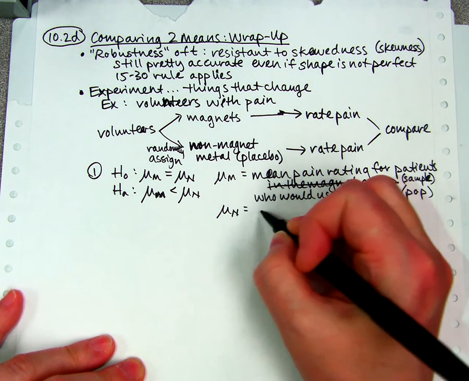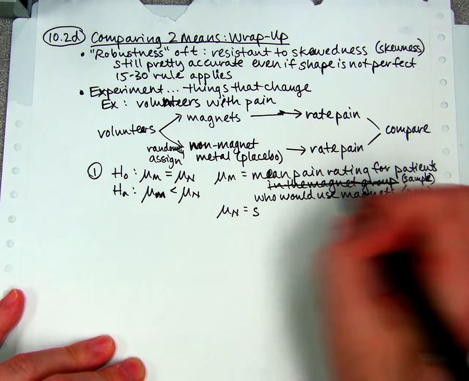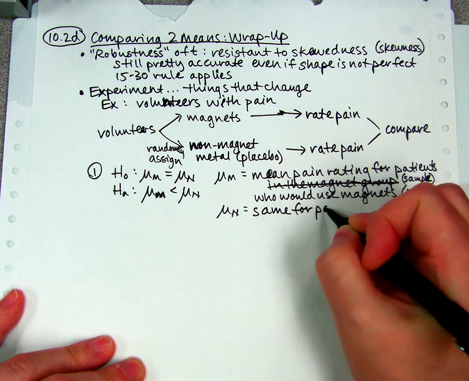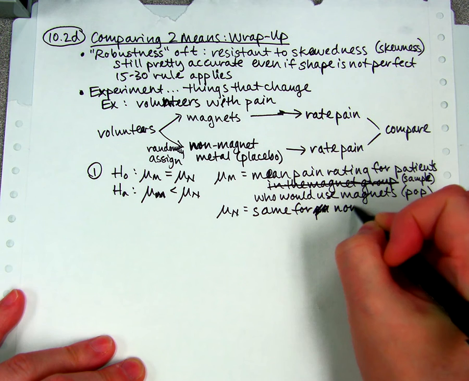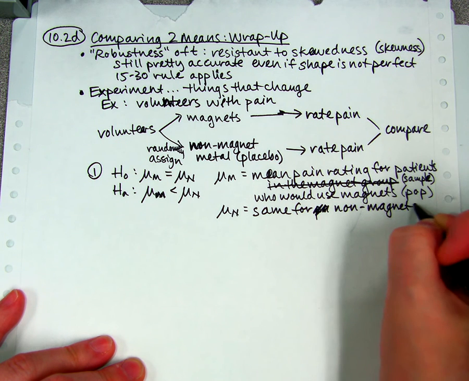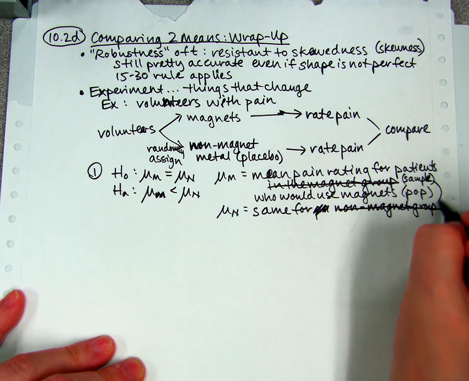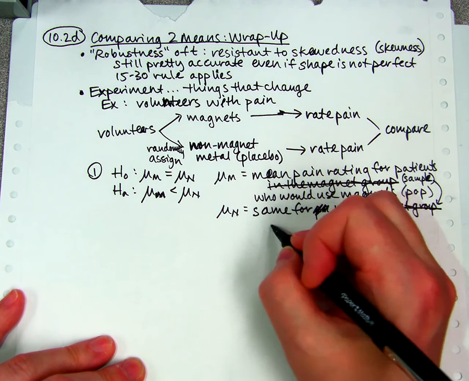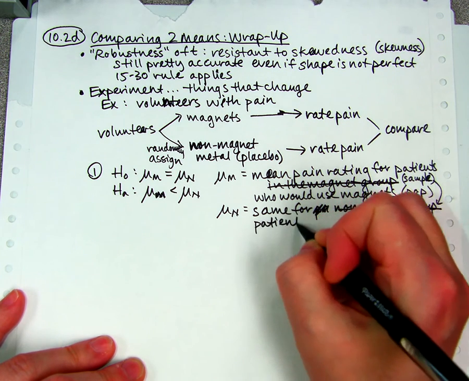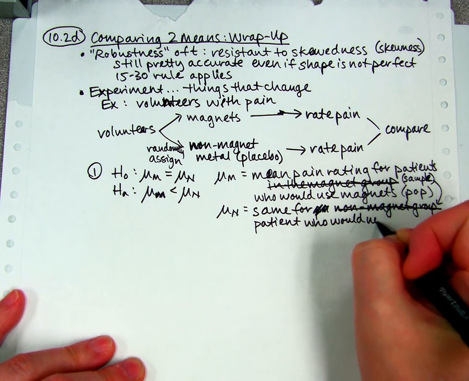And then the alternate, or the other parameter, would be the same, mean pain rating, for, you could say the non-magnet group, and that would be wrong. I'll write it wrong again first. Don't say non-magnet group because that's the sample again. Instead, you'd want to say for patients who would not have magnets.